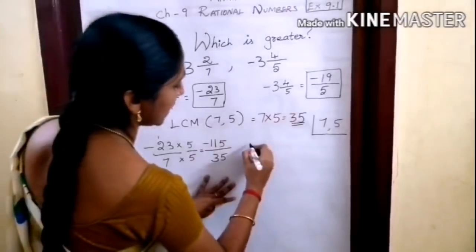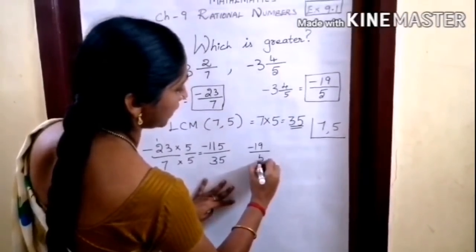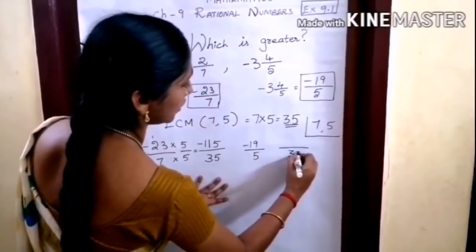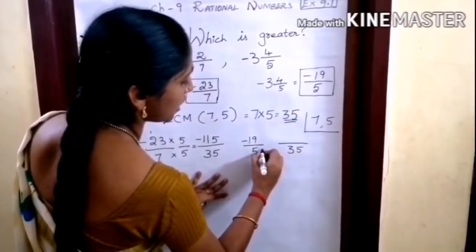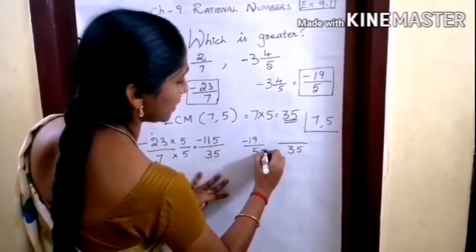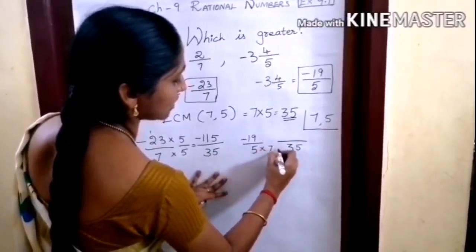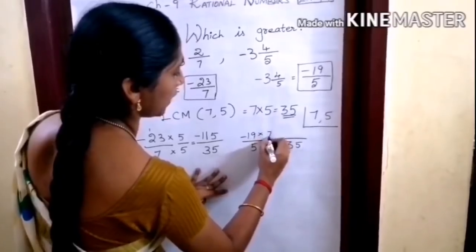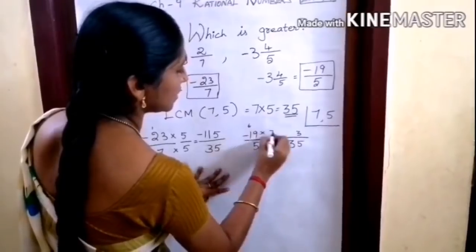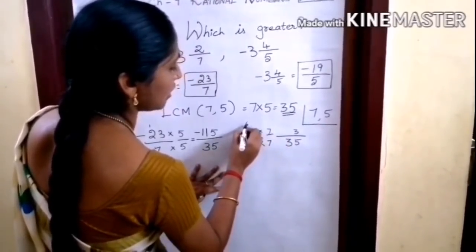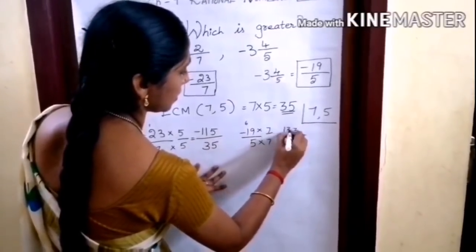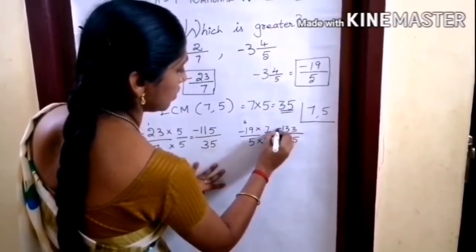Next, minus 19 by 5. So you should convert the denominator into 35. By which number, if you multiply with 5, will you get 35? 7 times. 5 7s are 35. Same in the numerator: 9 7s are 63. Balance 6. 7 1s are 7. 7 plus 6, 13. Negative.